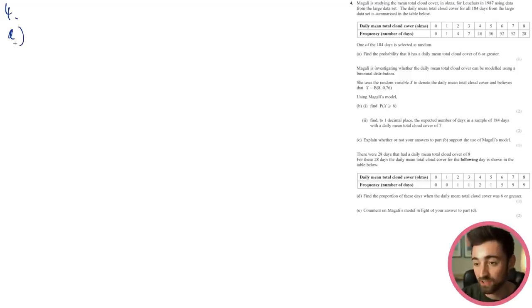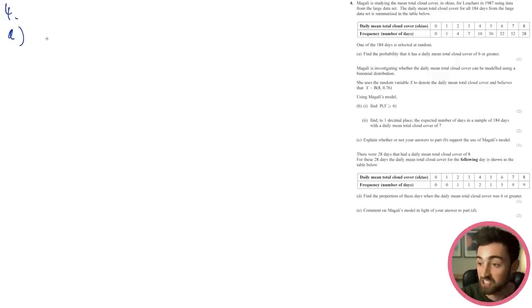One of the 184 days is selected at random. Find the probability that it has a daily mean total cloud cover of 6 or greater. Okay, so if you look at this, we have the daily mean total, and then we have how many days had that, so the frequency. So 6 or greater, all we need to do is look to the table. What are the things that are 6 and greater? It's 6, 7, and 8.